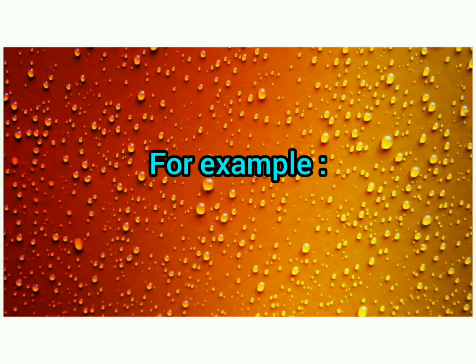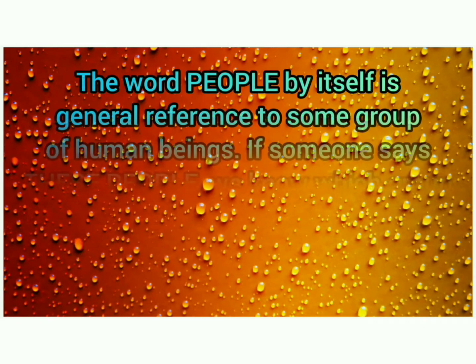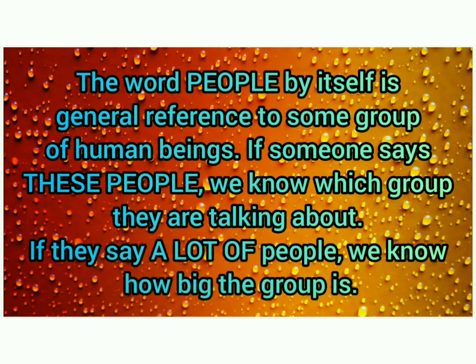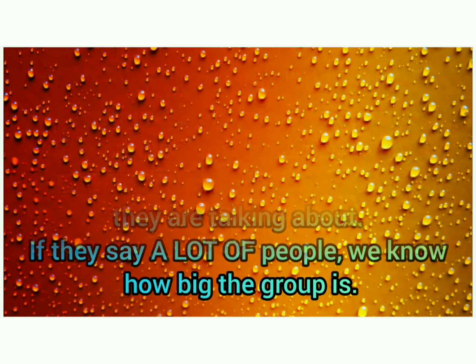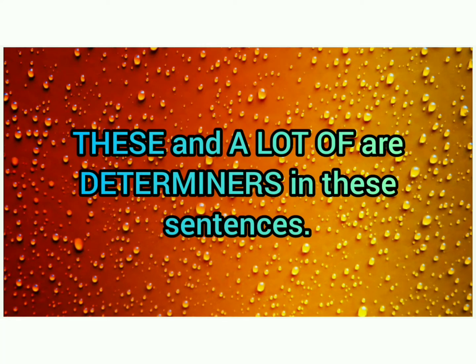For example, the word people by itself is a general reference to some group of human beings. If someone says, these people, we know which group they are talking about. If they say a lot of people, we know how big the group is. These and a lot of are determiners in these sentences.